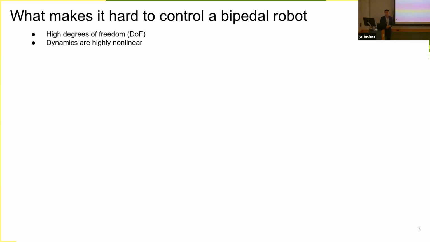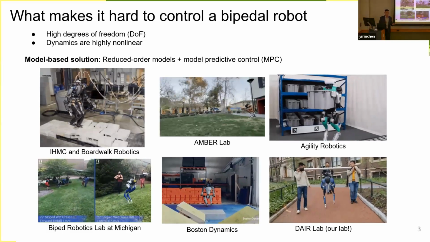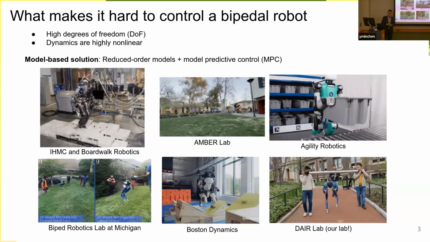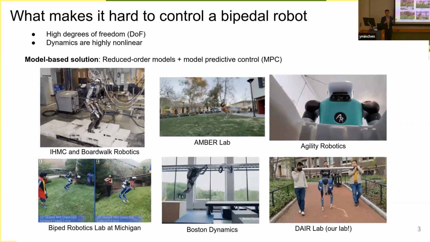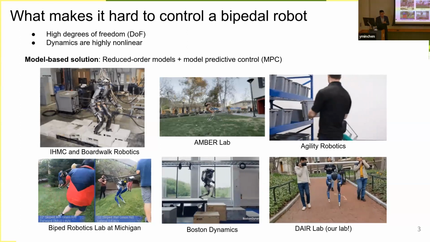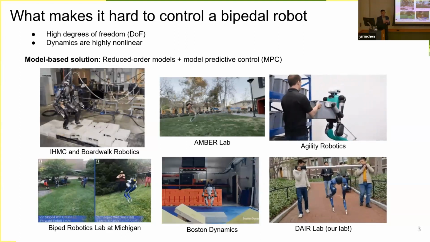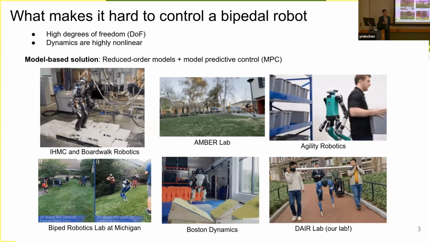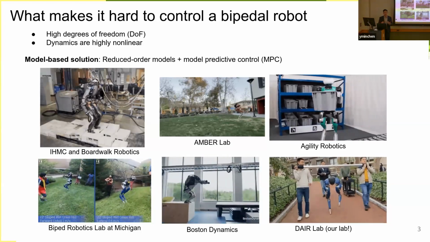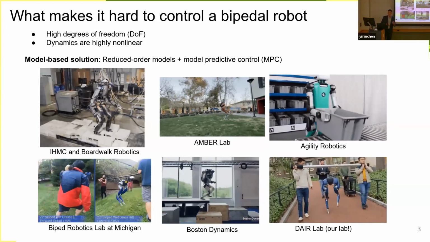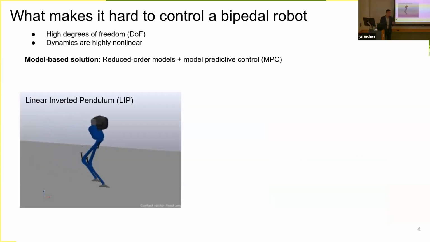So first, the humanoid robots that we see in the previous slide all have many degrees of freedom, and the dynamics of the robot is very nonlinear. What's the solution? Currently, most people use a combination of reduced model and model predictive control. The reduced model reduces the complexity of the full model, so we can plan the robot's motion in real time. And one example of the reduced model, probably the simplest one, is the linear inverted pendulum.